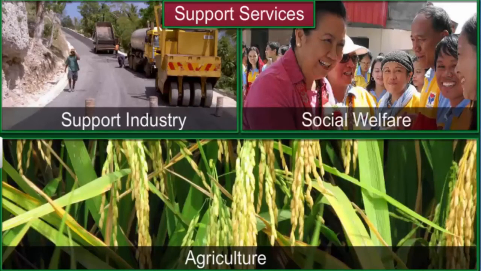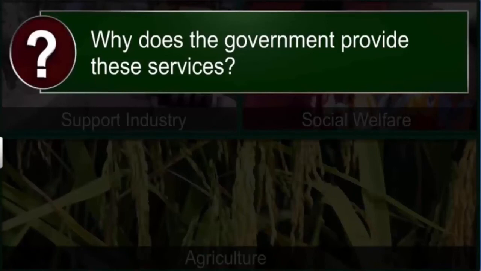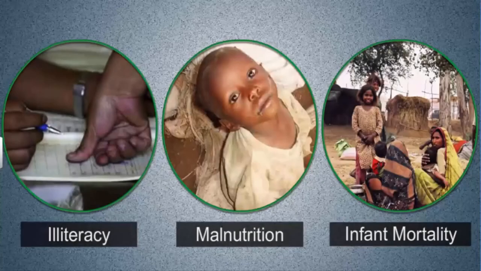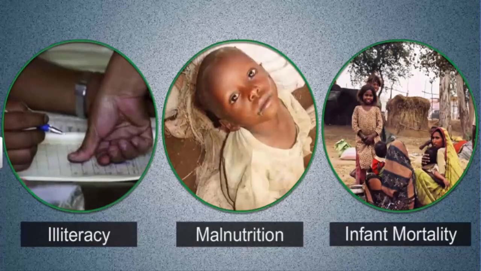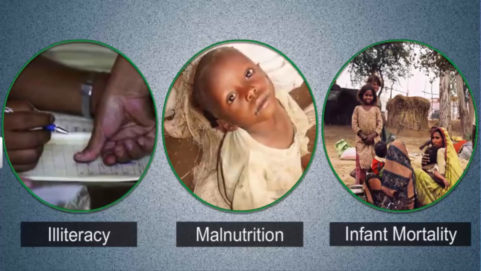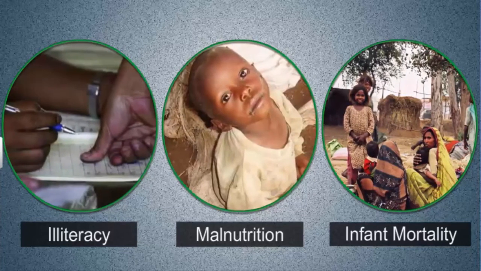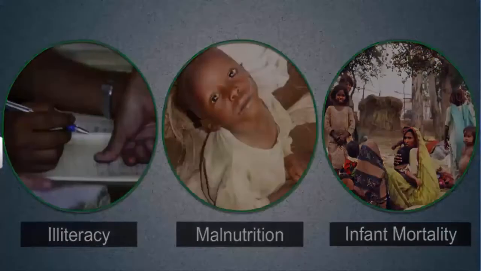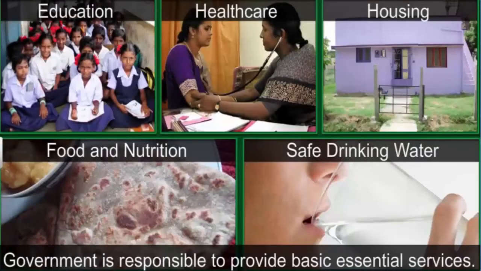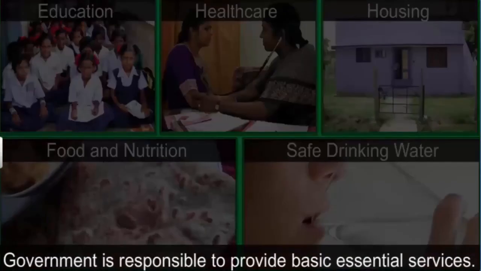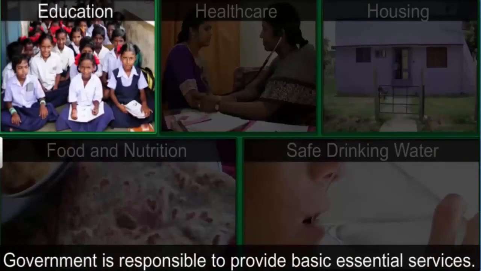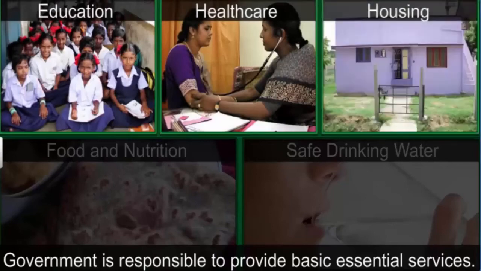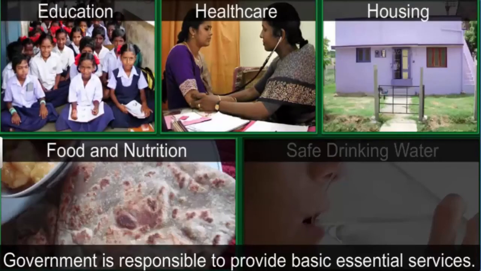However, why does the government provide all these services and not the private sector? Even after 60 years of independence, illiteracy, malnutrition, and high infant mortality are serious problems in India. It is the primary responsibility of the government to provide basic essential services like education, healthcare, housing, food and nutrition, and safe drinking water to all the people.